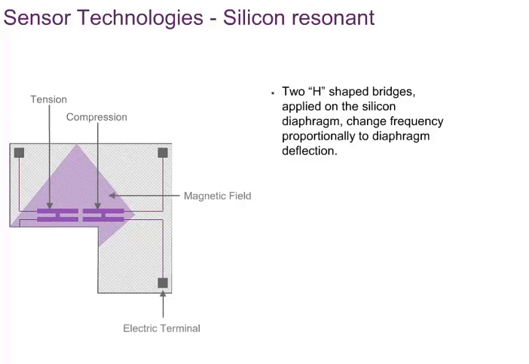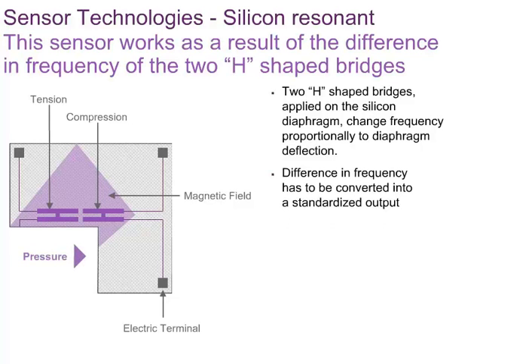The sensing element consists of two H-shaped bridges applied on one side of the silicon measuring diaphragm. The pressure stress deflects the silicon, which causes a change in frequency of the two H-shaped bridges. The output comes from the translation into a standardized signal of the frequency difference between the two bridges.